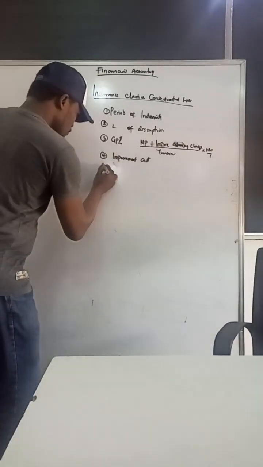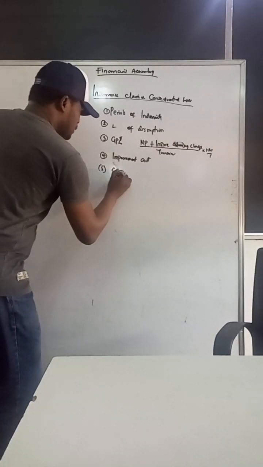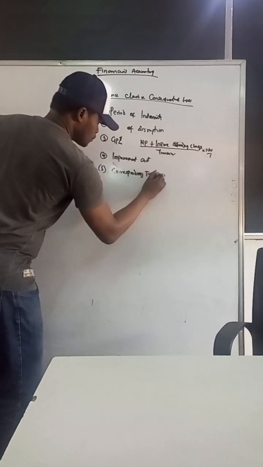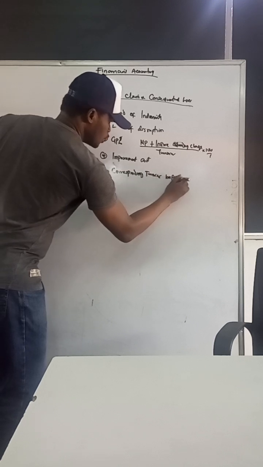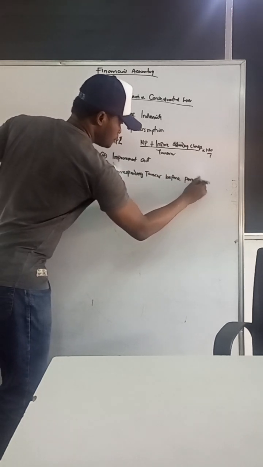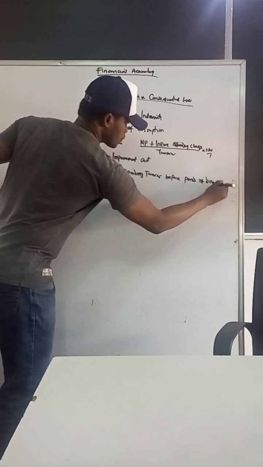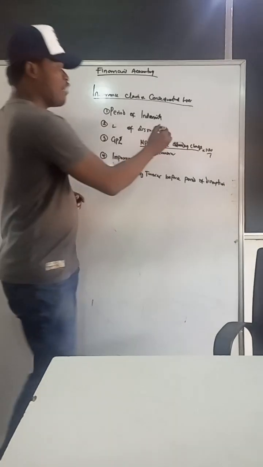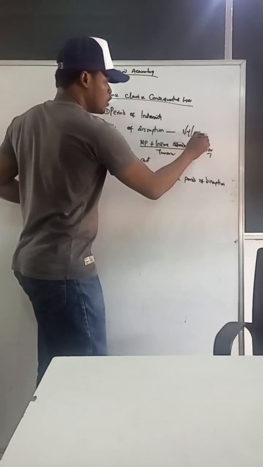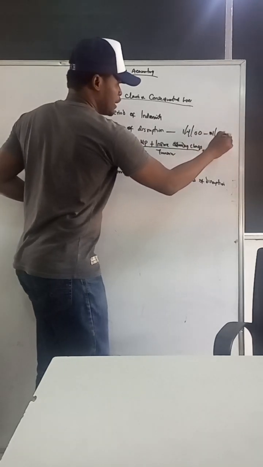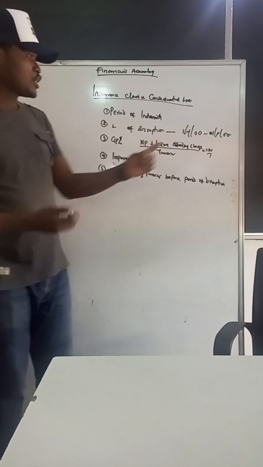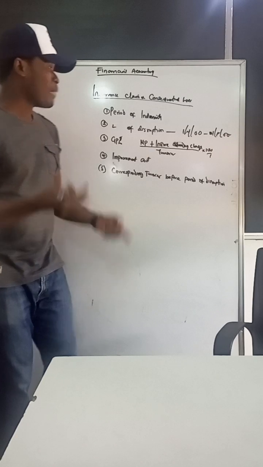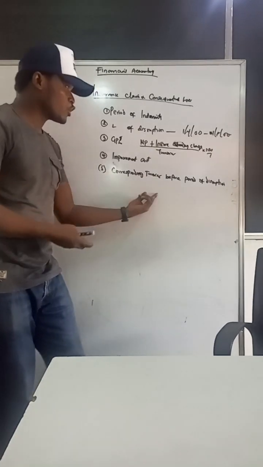Number 5, you calculate the corresponding turnover before the period of disruption. Now look at the board. What is the corresponding turnover? If a fire occurs from 1/4/2000 to 31/8/2000, look at it, this is April to August: April, May, June, July, August. This is 5 months.